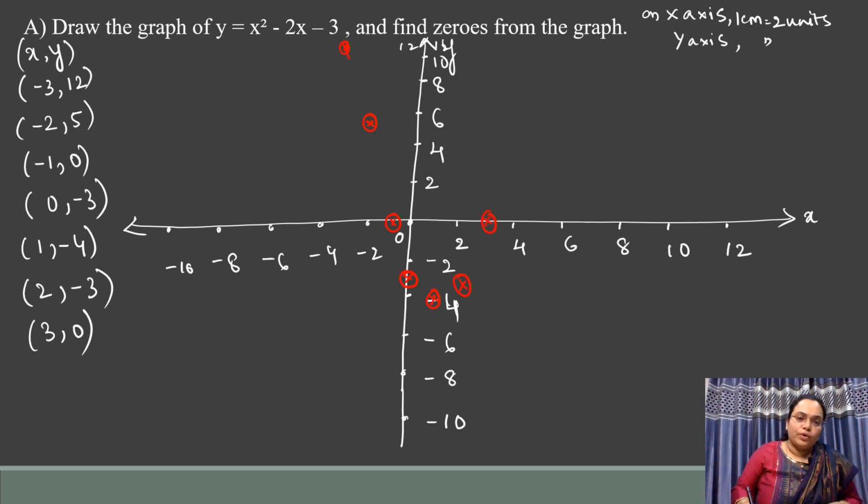Let me join the points. So, this is a U-shaped parabola. The given quadratic polynomial cuts the x-axis at 2 points. This is minus 1 and this is 3. So, we can say that minus 1 and 3 are the zeros of the given polynomial.